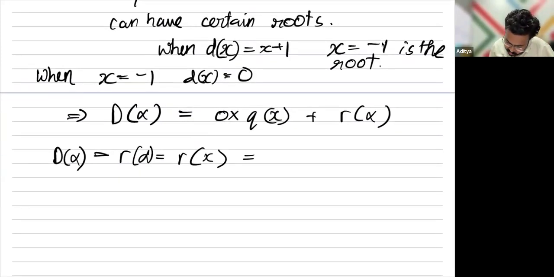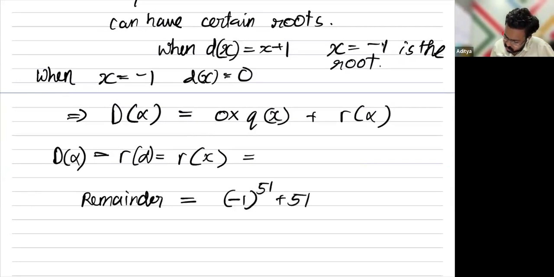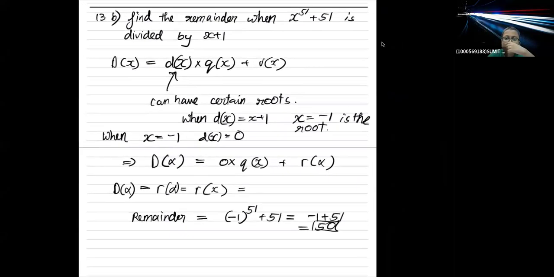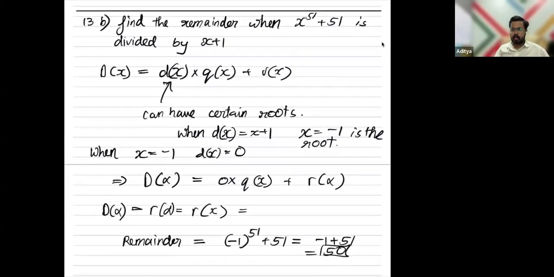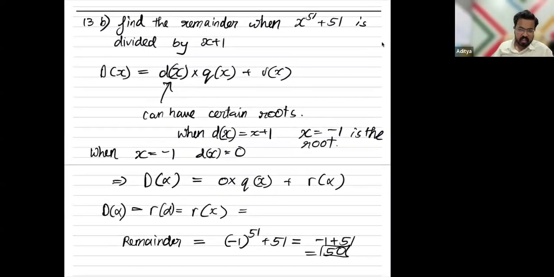For this case, the remainder will be minus 1 to the power 51 plus 51, which is minus 1 plus 51. So 50. You can try such questions on your own by looking up questions for factor theorem, remainder theorem. This is basically called the remainder theorem, where you insert the root of your divisor into the polynomial, and whatever constant you get in the end is your remainder.